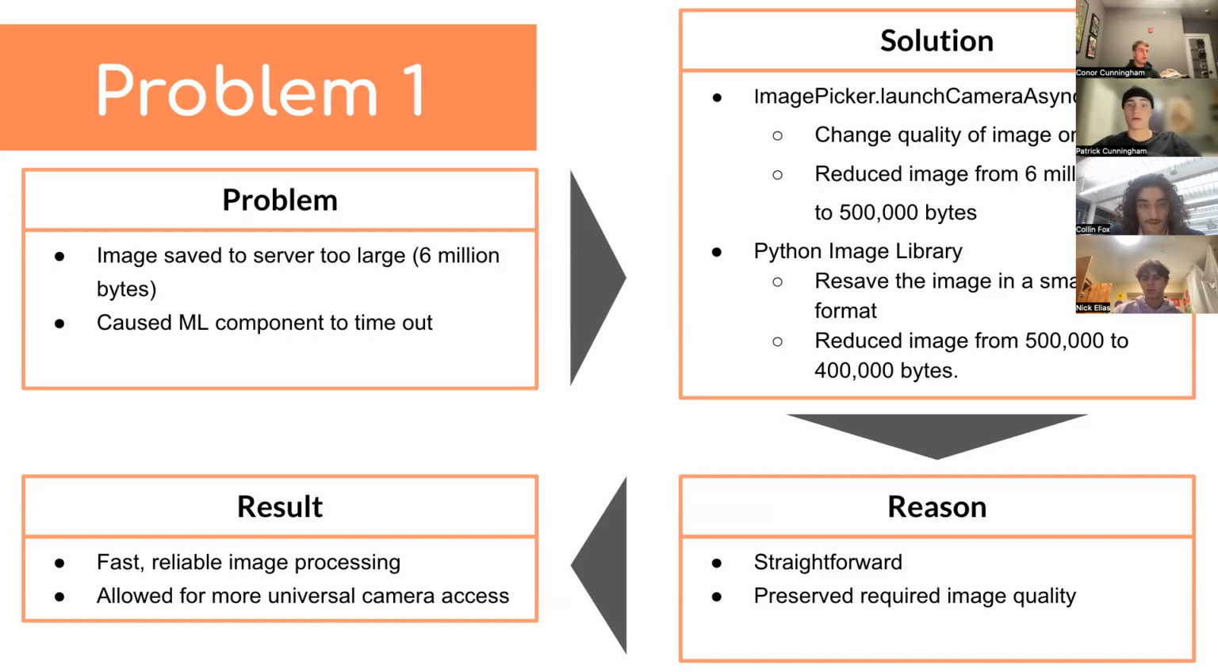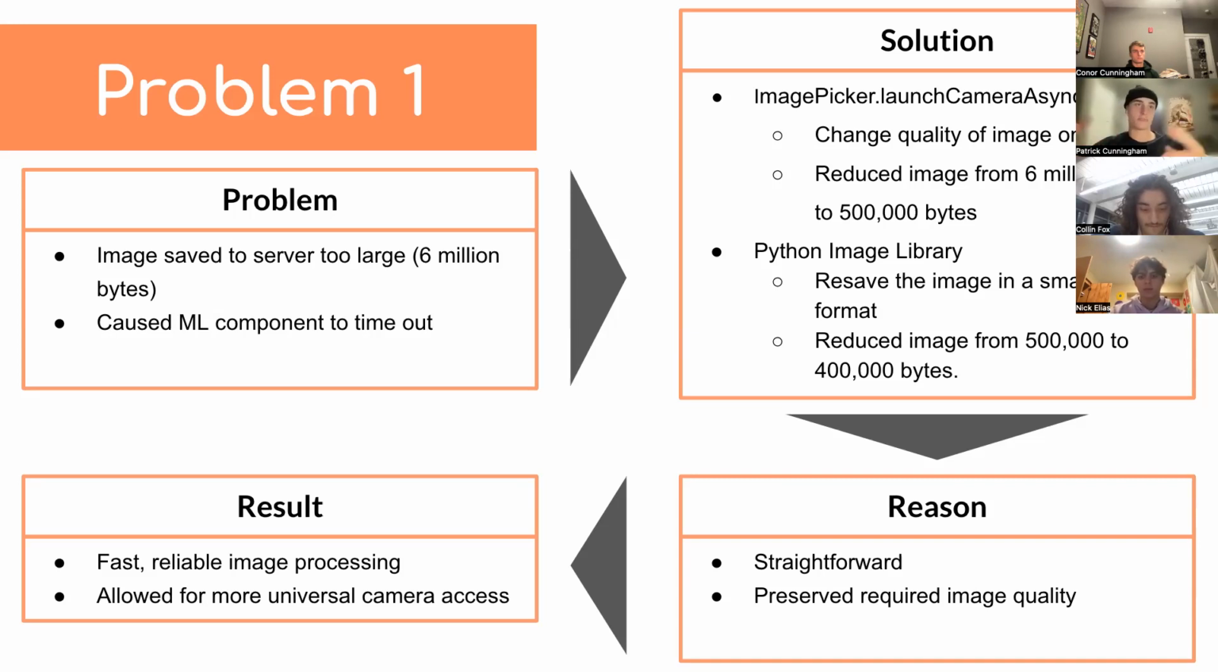But for the solutions for how we figured it out: the image picker launch camera async, basically how the front end takes the photo, accessing the user's iPhone. When you actually take the photo, you have different specifications like the size, width, and aspect ratio. And one of the things that we found was the quality setting, which we were able to reduce. It's kind of a percentage, like 1 would be max quality, 0 would be the least amount of quality.